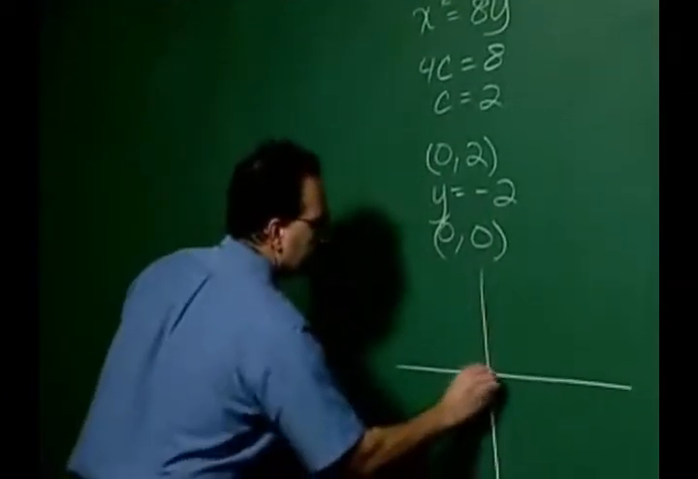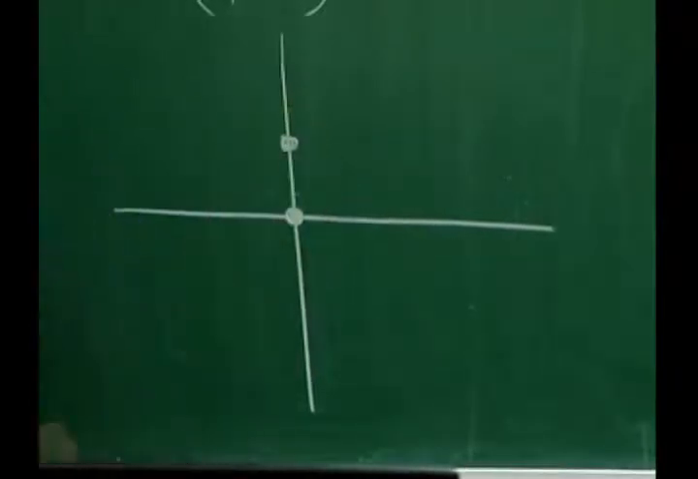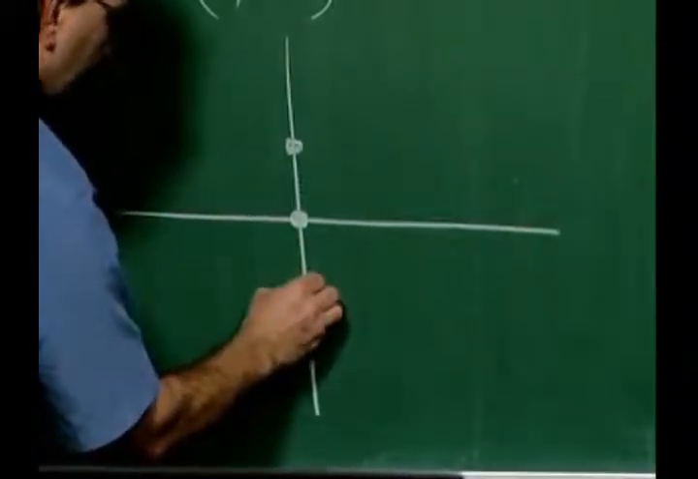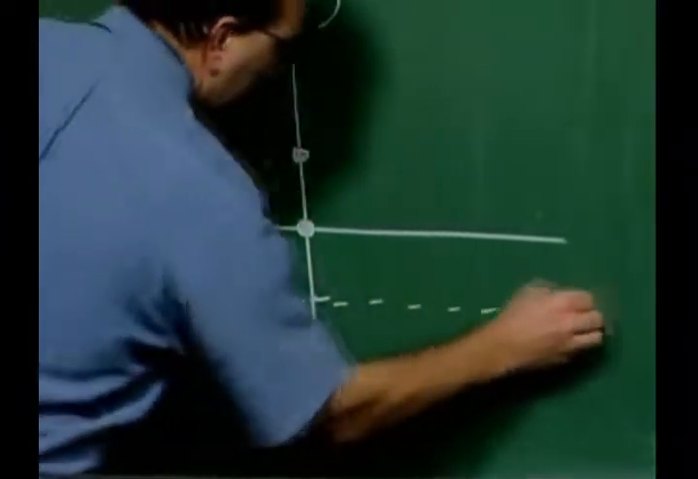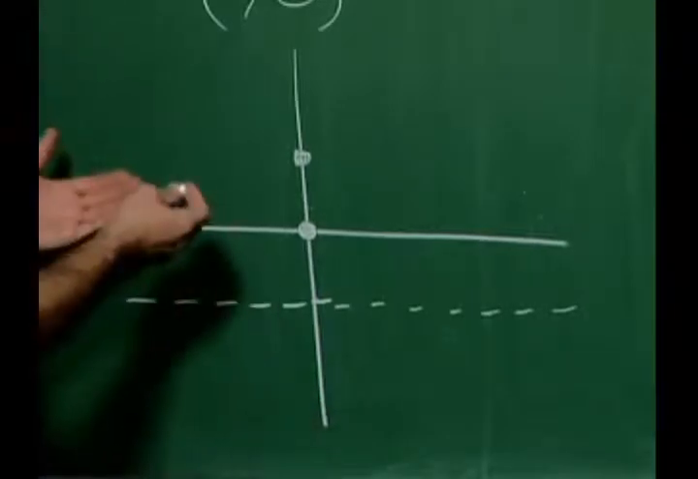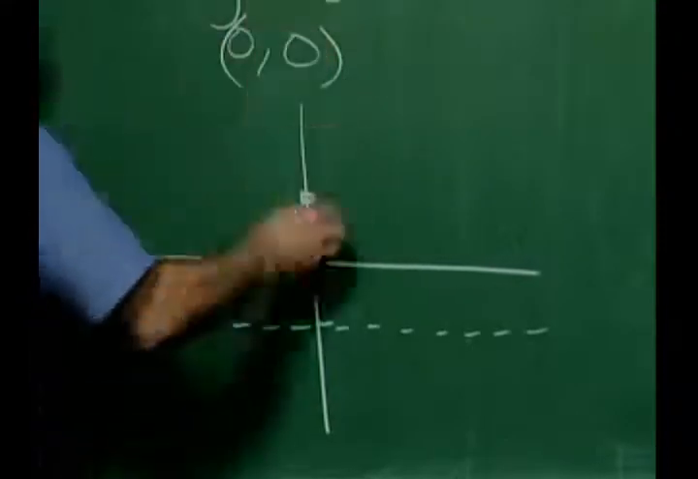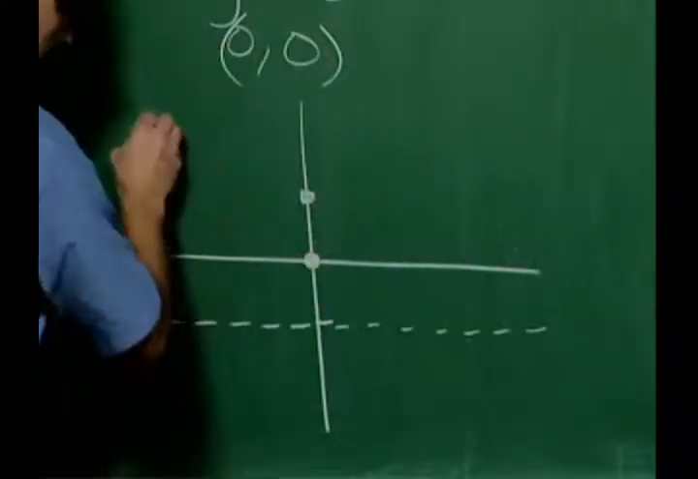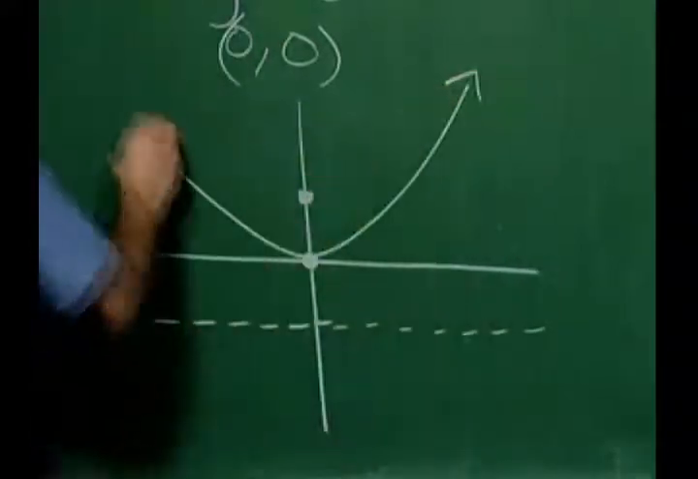We know the vertex is (0, 0). We know the focus is (0, 2). And the directrix is the line y equals -2. And so our parabola opens in the upward direction because c, of course, was positive, and that's the focus. And here's our vertex. So our parabola looks like this.